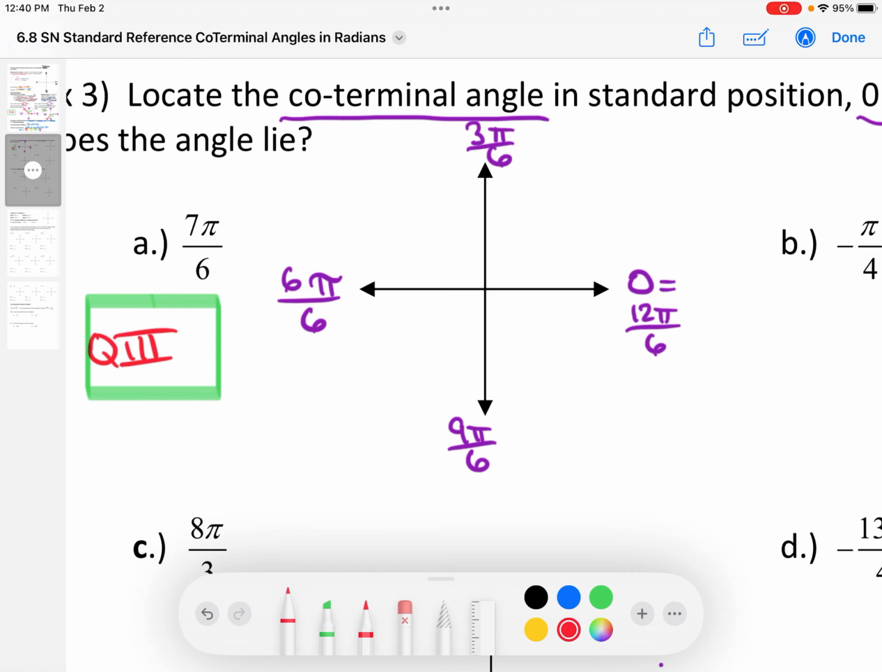And we can draw our angle. The initial side will start at 0. 7 pi over 6 is a little closer to 6 pi over 6 than 9 pi over 6. So 7 pi over 6 falls here. Okay, that coterminal angle, we didn't need to convert. So that coterminal angle is 7 pi over 6 because it was already between 0 and 2 pi.